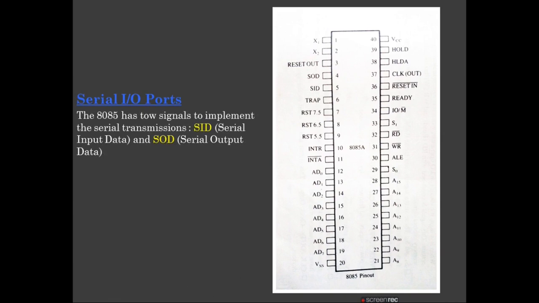And the last one is the serial input output ports. We know that there are 2 types of transmission, serial transmission and the parallel transmission. Serial transmission means data is transmitted one after another, but in the parallel transmission it sends multiple data at the same time. The 8085 has 2 signals to implement the serial transmissions. They are SID and SOD. SID is serial input data and SOD is serial output data.